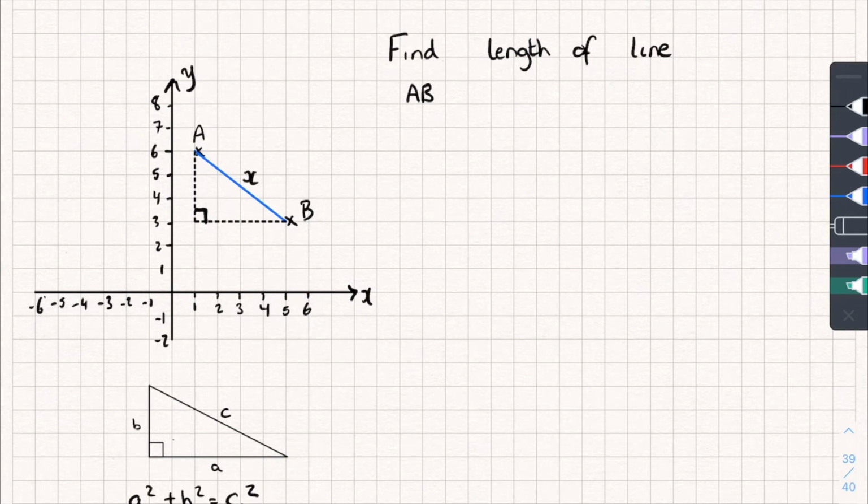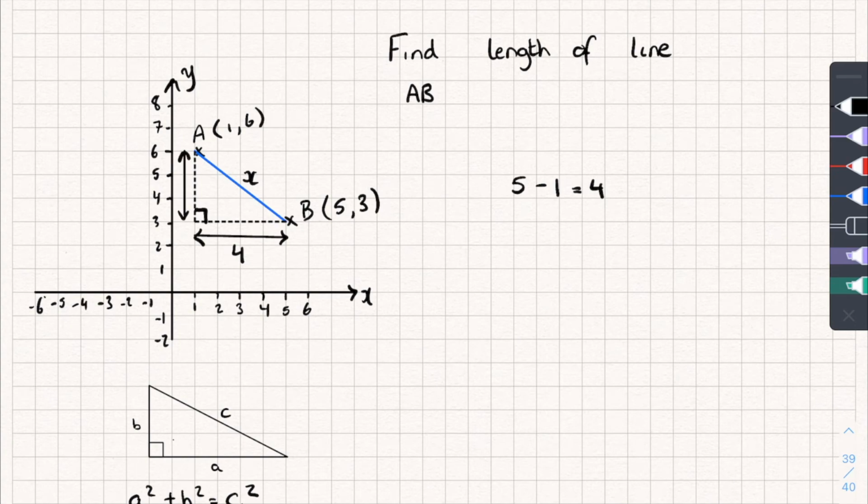We can do that by saying, what are the coordinates of point A? Well, it's 1 and 6. What are the coordinates of B? That'll be 5 and 3. So this distance here from A to B along the x-axis is going to be 5 subtract 1, so I'm basically just subtracting the x coordinates, and we're left with 4, so that's a length of 4. And then to find the height of the triangle, I'm going to subtract the y coordinates. 6 subtract 3 is 3, so this length here is 3.